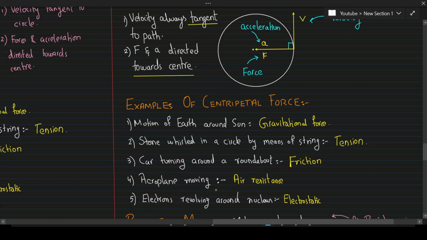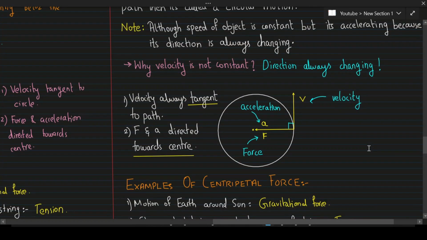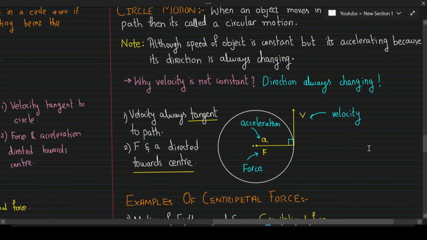In the fourth example, we have an aeroplane making a turn. That will be the air resistance, which helps it make the turn. And in the last example, we have electrons revolving around a nucleus. If you are studying chemistry, then you must know that the electrostatic force is responsible for the revolving of electrons around the nucleus. This is called the centripetal force in that scenario. So this was circular motion.